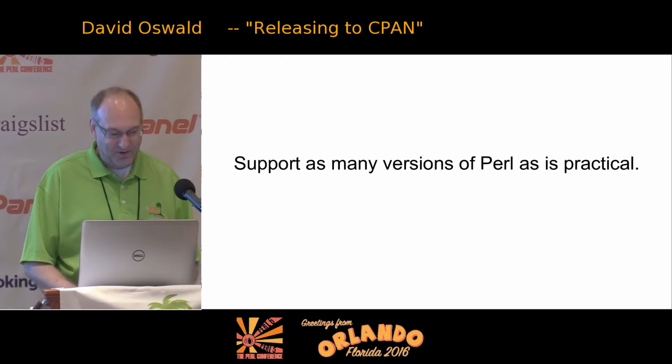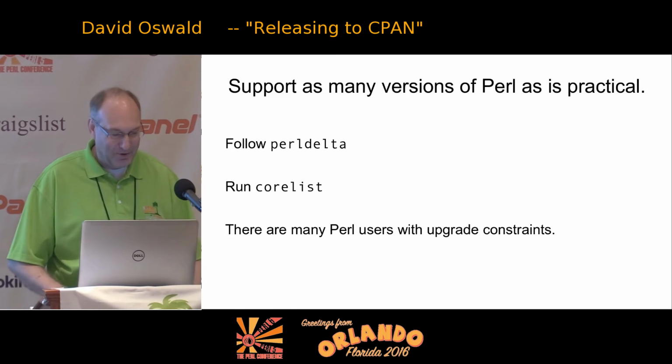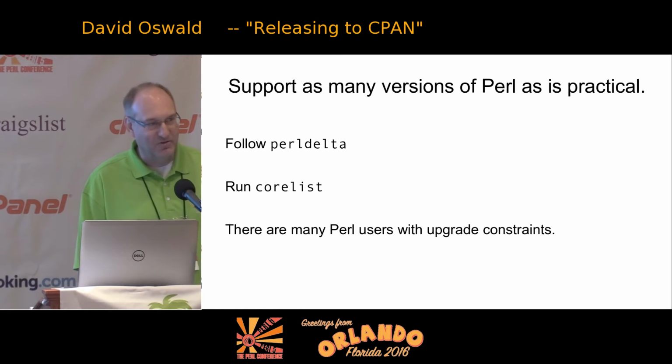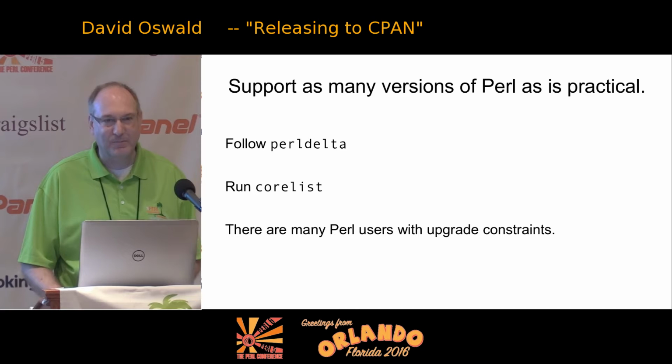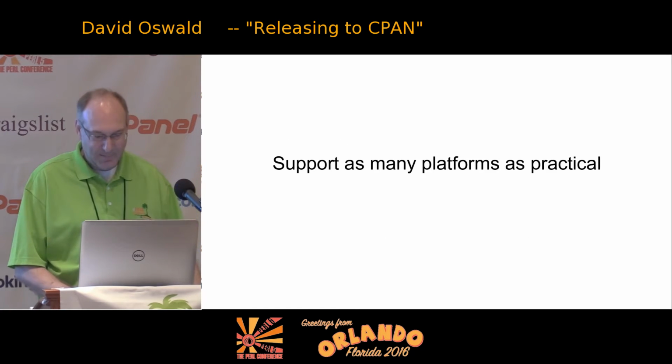Support as many Perl versions as is practical. You can look at Perl Delta to see when changes occurred in Perl. You can also run Core List to see when certain dependencies may have been introduced into the Perl core. And support as many platforms as practical.